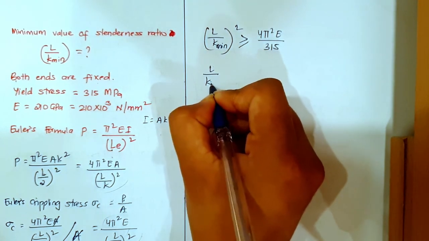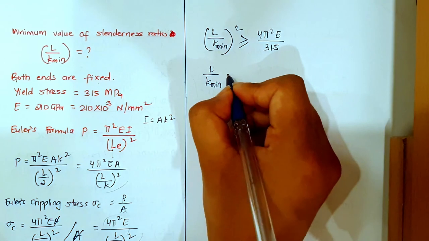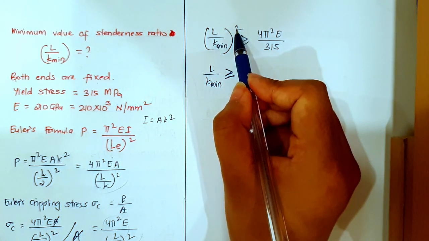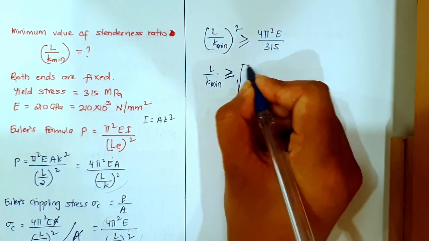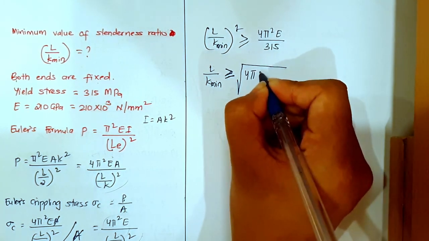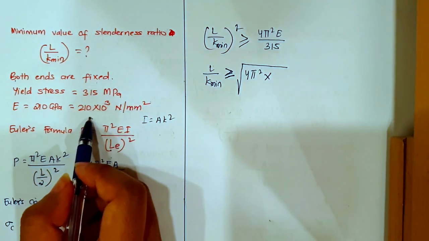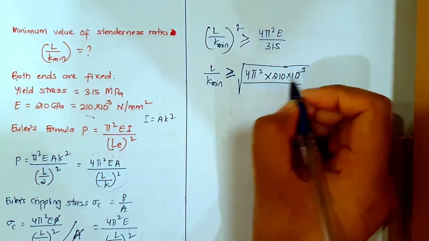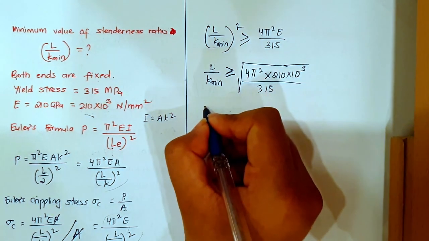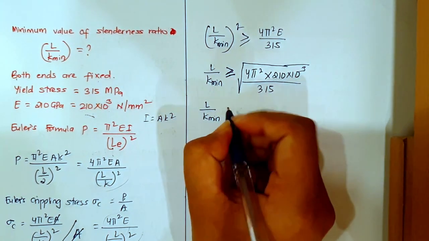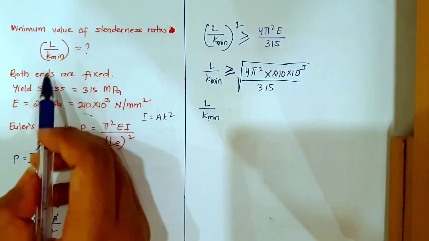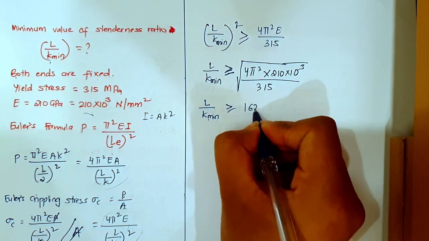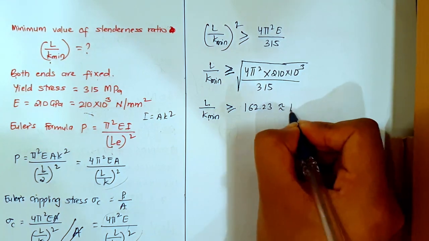Okay, now let us put the values. L by K minimum will be more than or equal to, now I'm removing the square, so I'll have a root here. So root of 4 pi square into the value of E, which is 210 into 10 raised to power 3, divided by 315. So from here you get L by K minimum, this minimum slenderness ratio, comes out as 162.23, or approximately we can say it is 160.